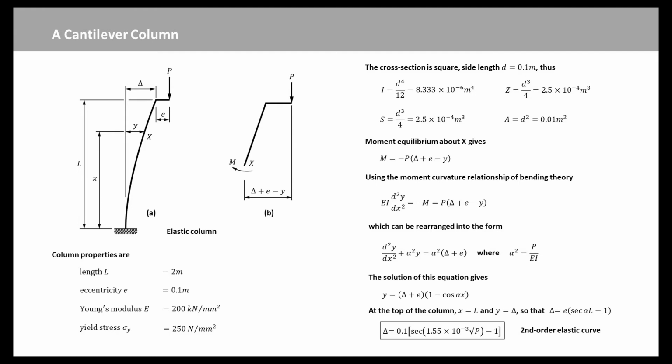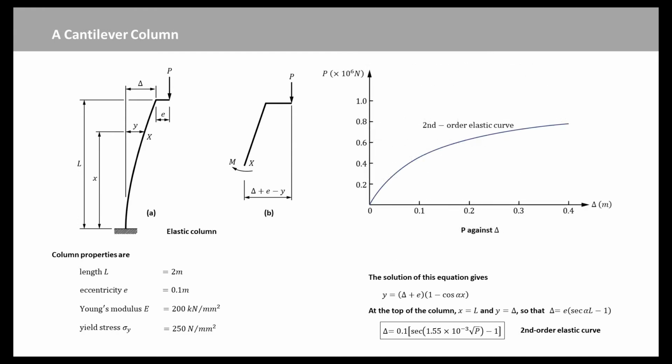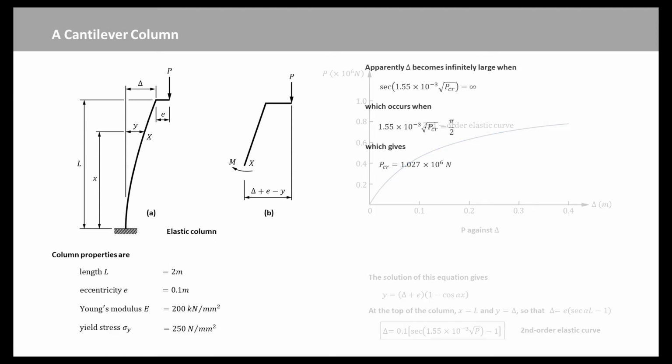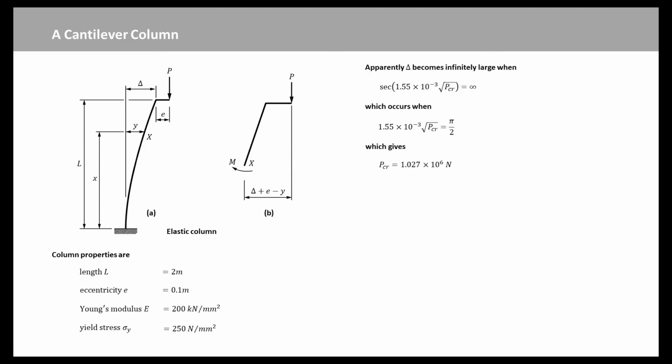Replacing alpha and substituting the column properties gives this equation. The load deflection relationship defined by this equation is shown in this figure as a graph of P against delta. The graph is nonlinear because the analysis was second order, since the expression for the moment involved the deflection of the column. Apparently, delta becomes infinite, and it gives PCR equal to 1.027 times 10 power 6 Newton. This is the elastic buckling load of the column.